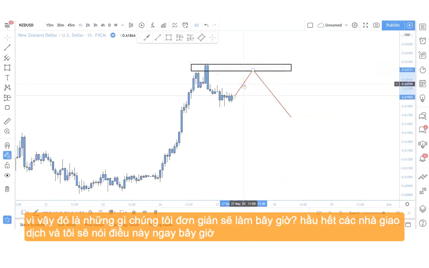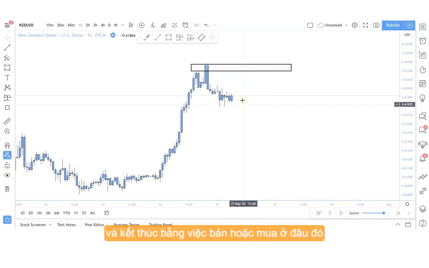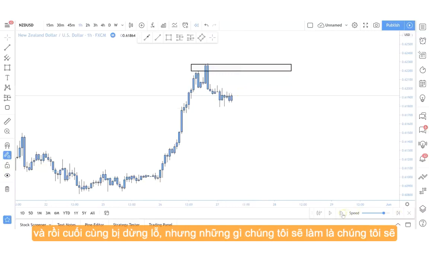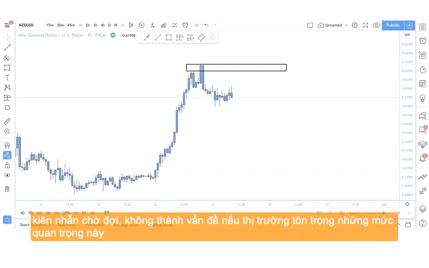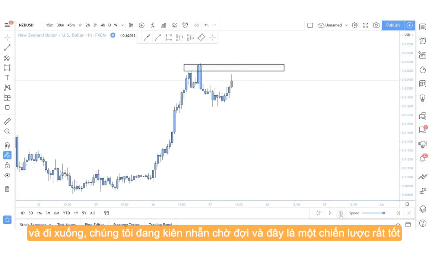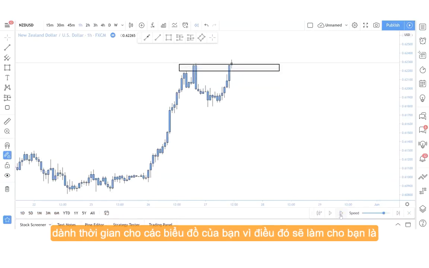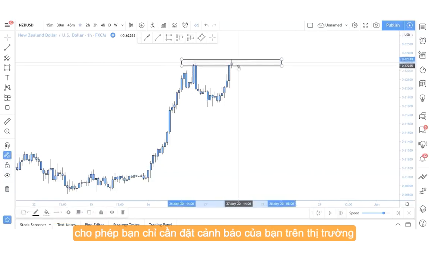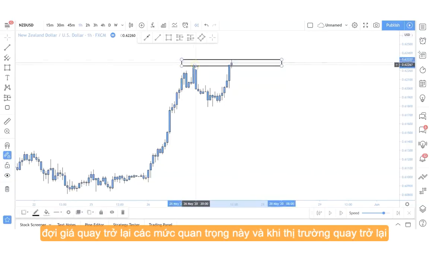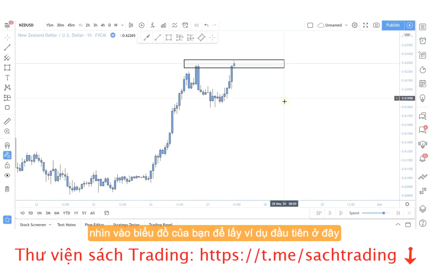Now, most traders, and I will say this now, are not patient enough to allow for the market to come back to these key levels and end up taking sells or buys in the middle of nowhere and then end up getting stopped out. But what we're going to do is we're going to patiently wait. It doesn't matter if the market respects these key levels and goes down, we are patiently waiting. And this is a very good strategy that you can use if you're a full-time worker or if you haven't really got that much time to be spending on your charts, because what that will do for you is allow for you to just set your alerts on the market, wait for price to come back to these key levels, and when the market comes back to these key levels, then you know it's time to look at your charts.